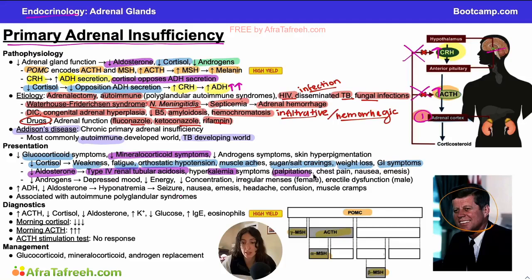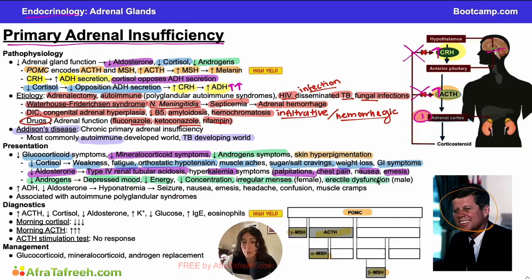Symptoms of hyperkalemia include heart palpitations, chest pain, nausea, emesis. Remember, potassium is important for the membrane potential of our cardiac myocytes, so it can also lead to some very dangerous arrhythmias. Additionally, we're going to have symptoms of decreased androgens. These are going to be a little bit different depending on if our patient is male or female. Both can experience depressed mood, decreased energy, decreased concentration. Decreased androgens usually present as irregular menses in females and erectile dysfunction in males.